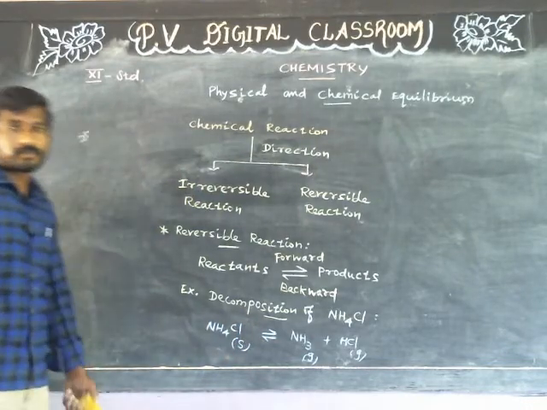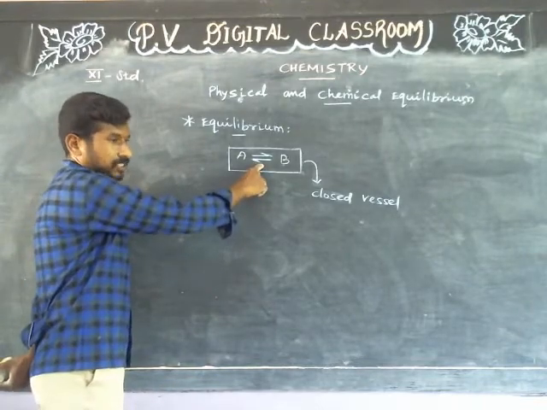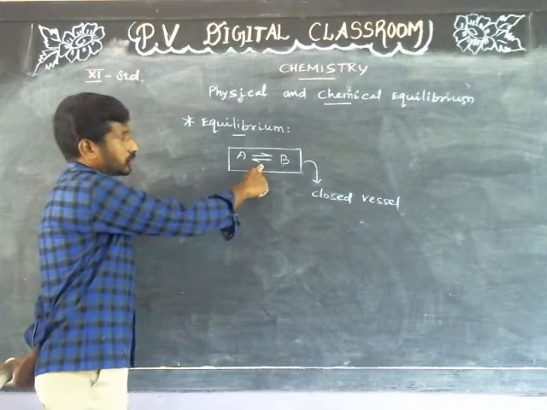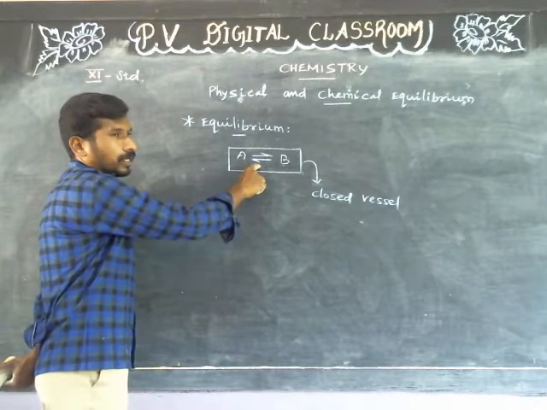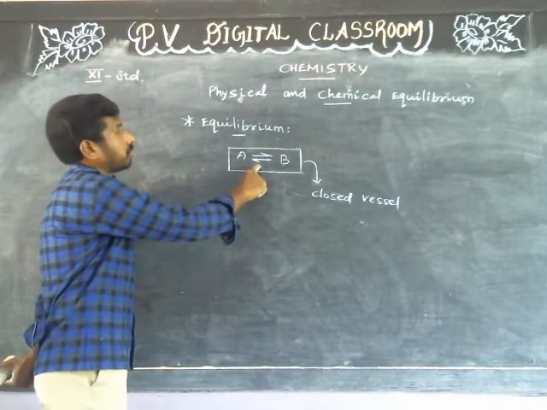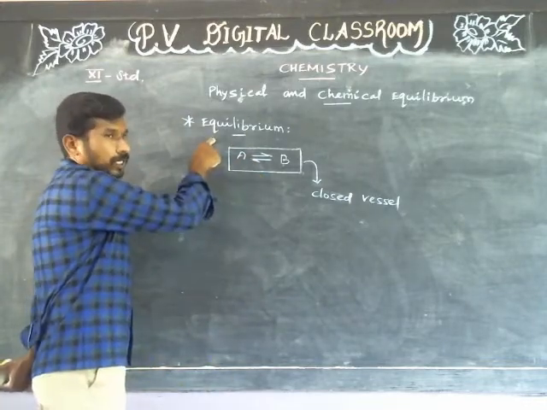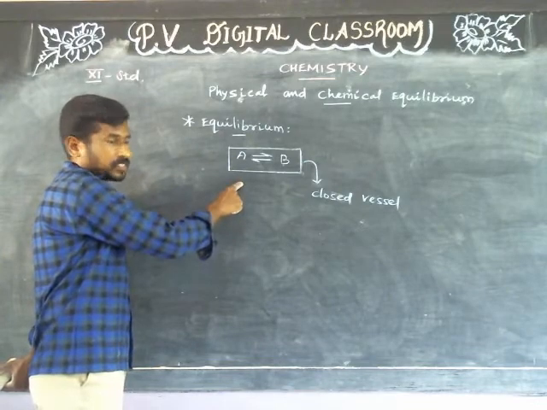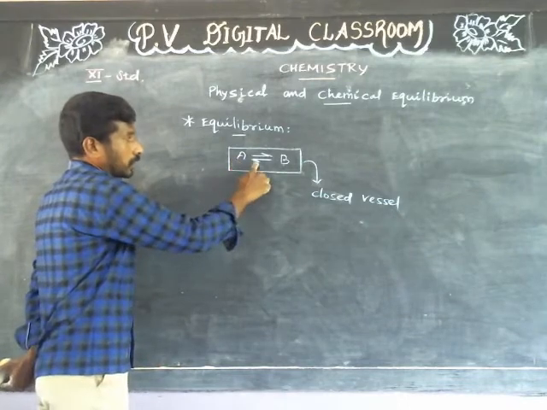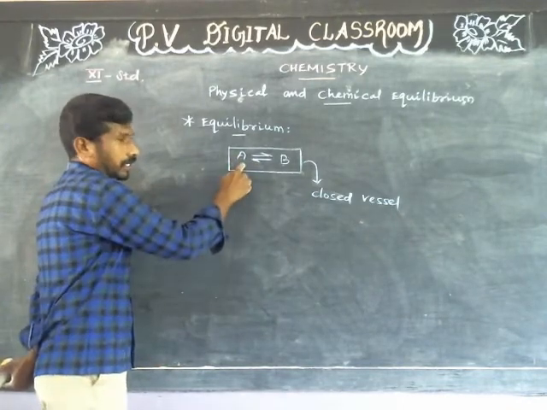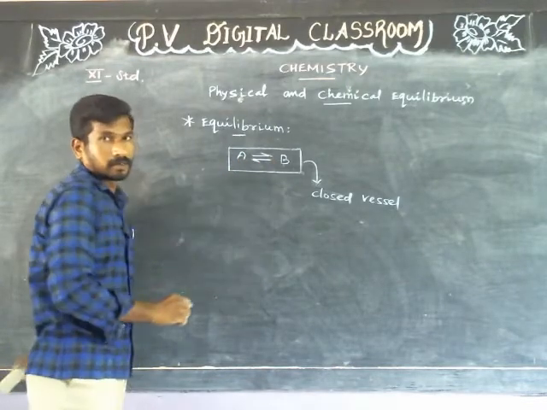Then equilibrium. In a reversible reaction, the position at which the rate of the forward reaction becomes equal to the rate of the backward reaction is called equilibrium. To explain this term equilibrium, let us consider a general reversible reaction in a closed vessel. A equilibrium B. Here A is the reactant molecule, B is the product molecule.